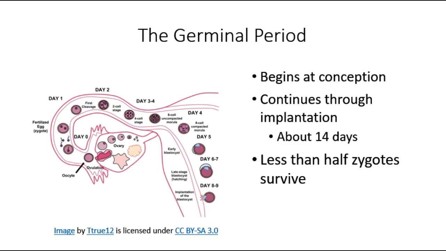Only about half of fertilized zygotes or embryos actually survive this period, but often a woman wouldn't know if she had gotten pregnant and miscarried in this period, because it would happen during the regular menstrual cycle.